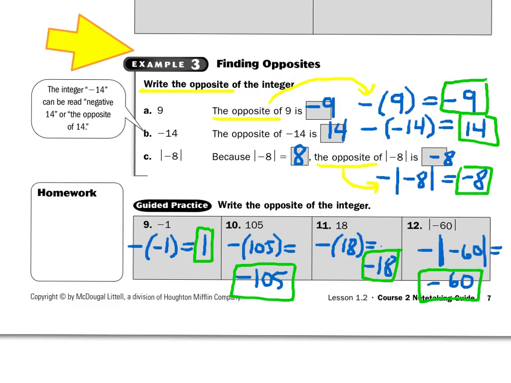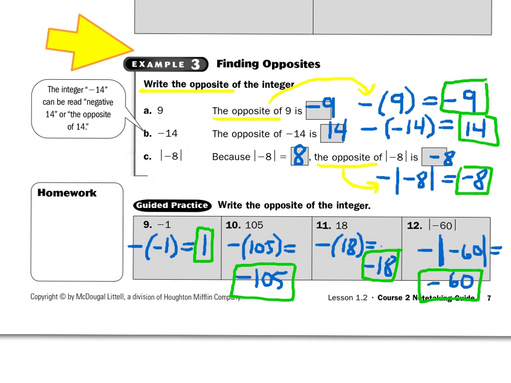Finding opposites. So they want us to write the opposite of the integer. We'll take a look at A here. The opposite of 9 is -9. You certainly know that if I ask you out loud. But look at what the symbols look like. We would write this as the opposite of 9 equals -9. Take a look at B. The opposite of -14. Well, hopefully you would tell me that's 14. But look at what it looks like if I just write it in symbols. The opposite of -14 is 14.